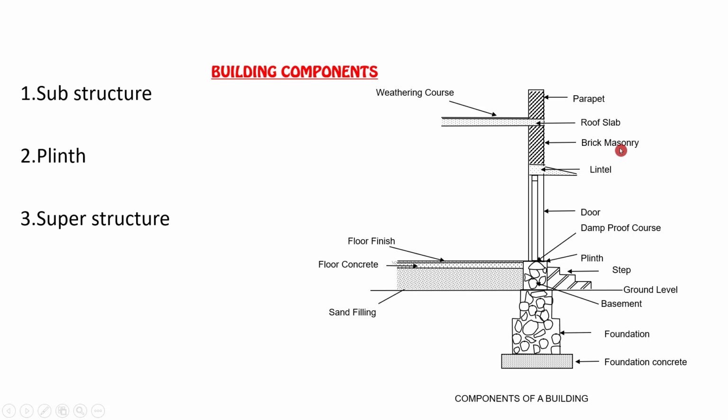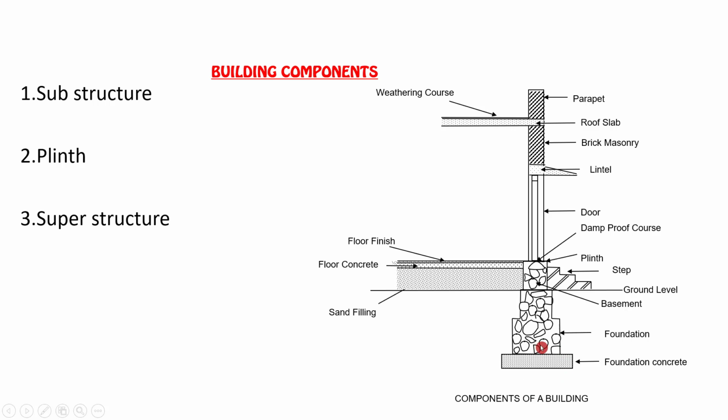So you have the brick masonry, that means the construction or the wall which is made of bricks, and you have the roof slab. If it is a single story, it is a terrace; if it is a double story, it is the first floor. And we have the parapet, and we have the weathering course. This is to provide safety and to avoid penetration of rainfall or any other such water into the building.